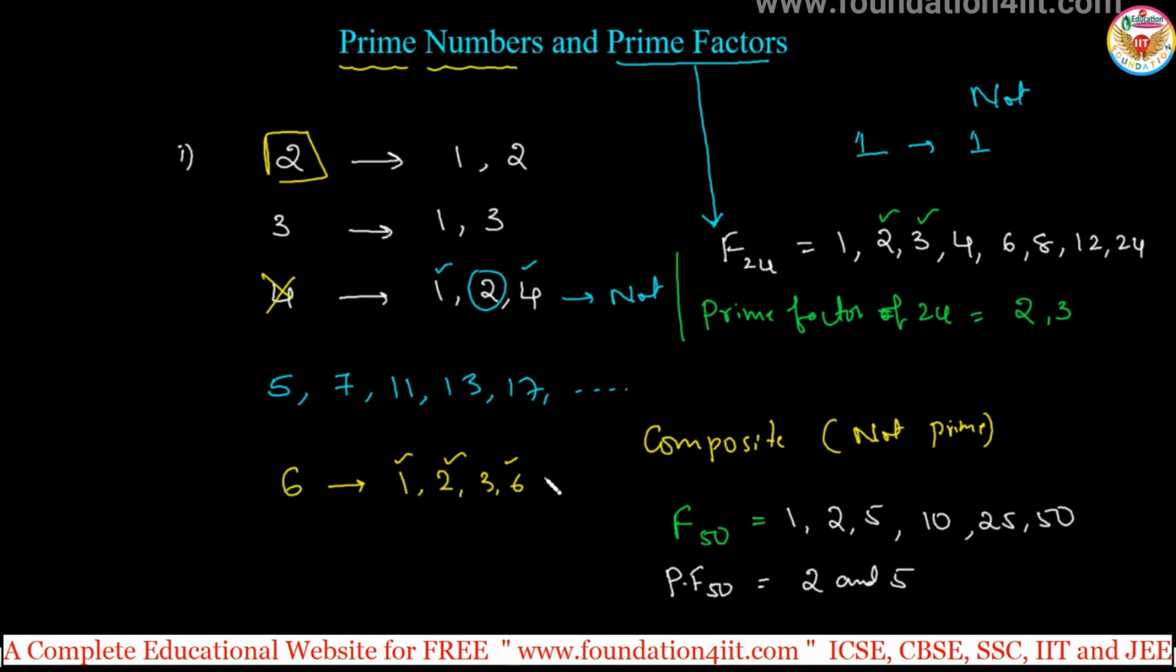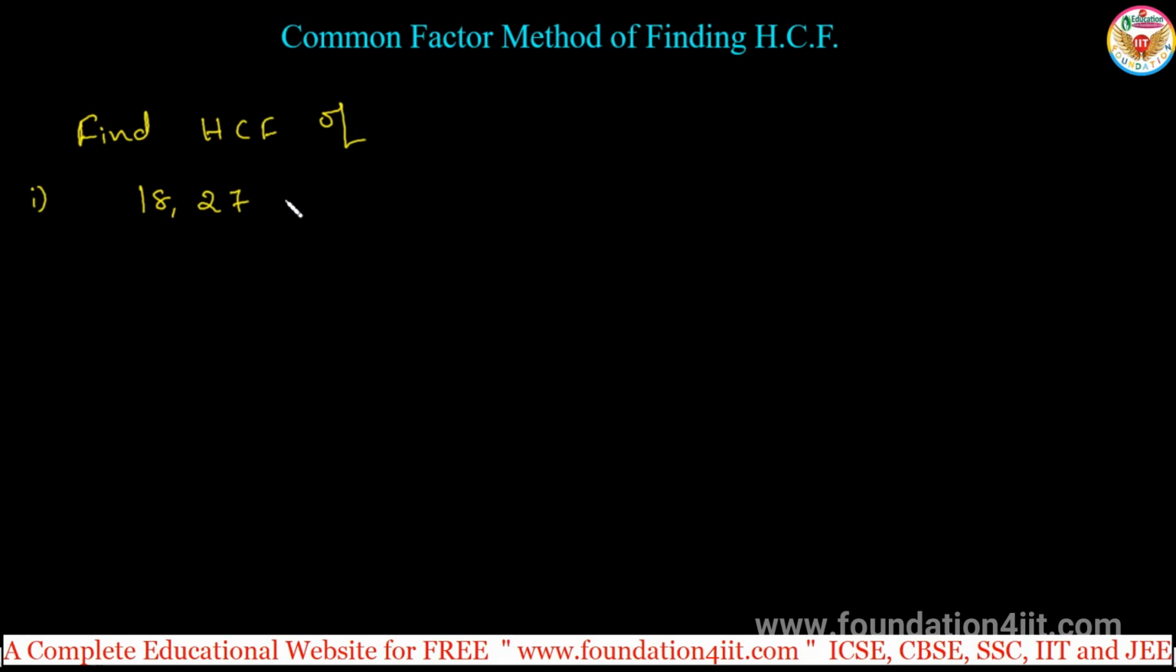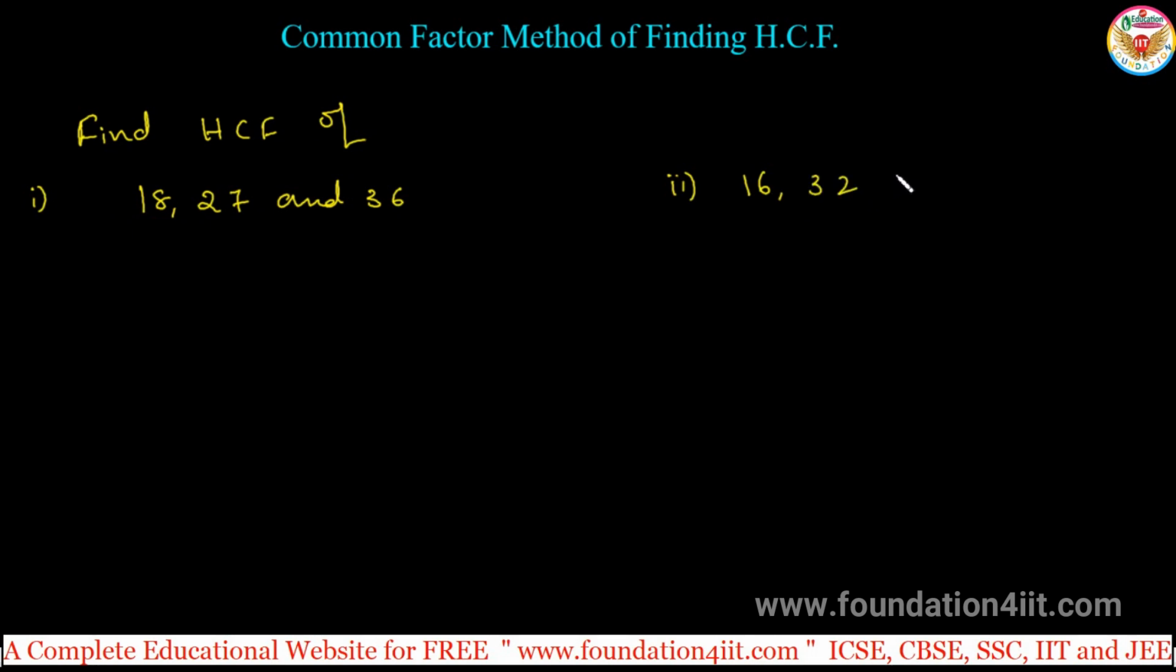Let us start the HCF and LCM, the three different methods. Common factor method of finding HCF. So to find out the highest common factor, let us see this common factor method. Using the common factor method, find the HCF. Let us take two problems. HCF of 18, 27 and 36. Let's take one more question: 16, 32 and 49.